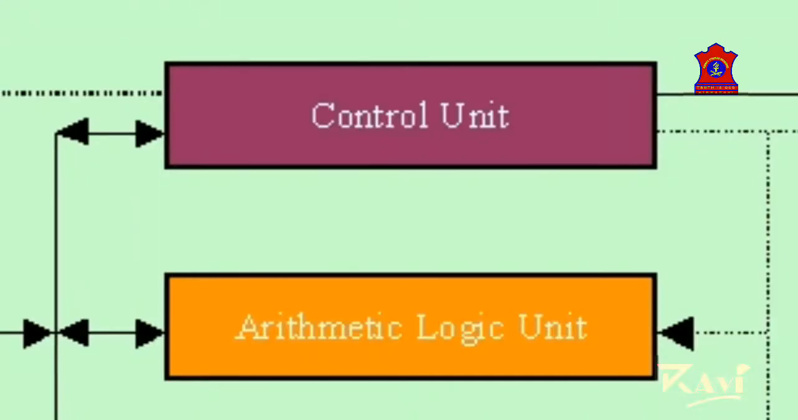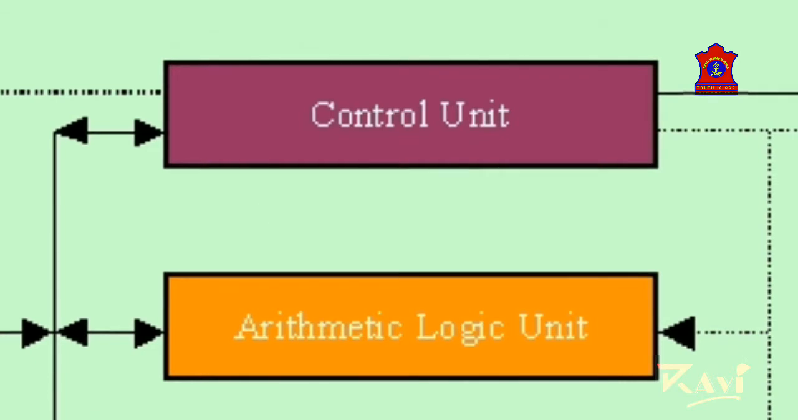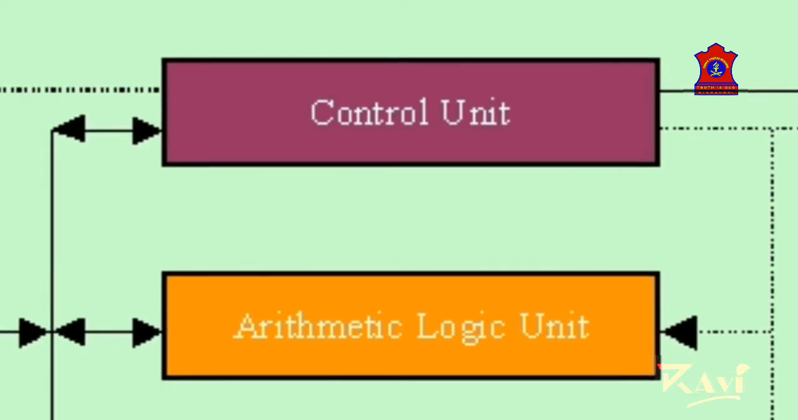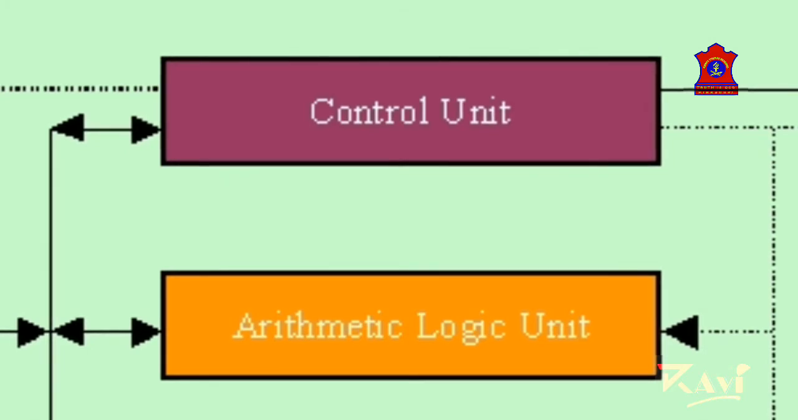Now, what is a control unit? It is a part of CPU which directs and coordinates most of the operations and instructions. That is, a control unit is an integrated circuit in a processor that controls the input and output.